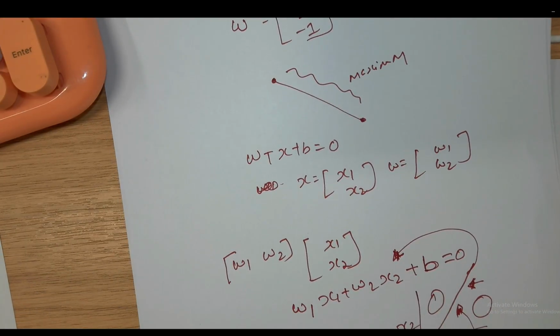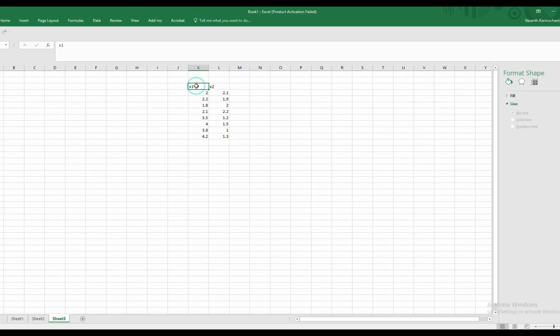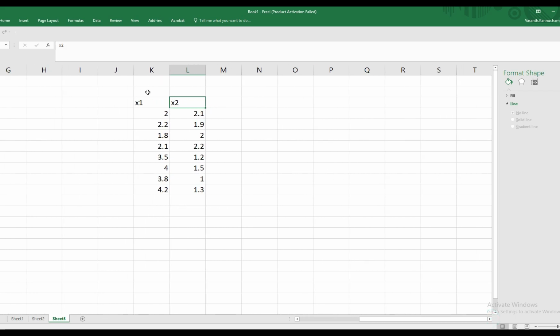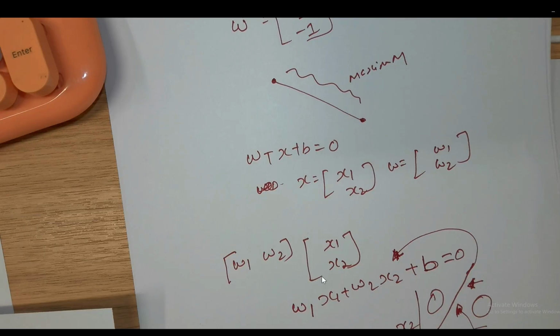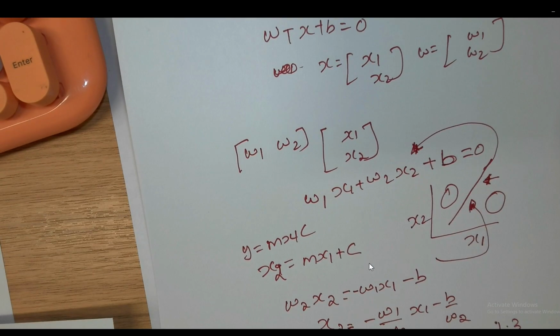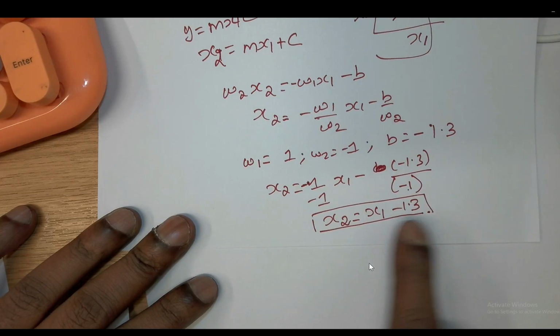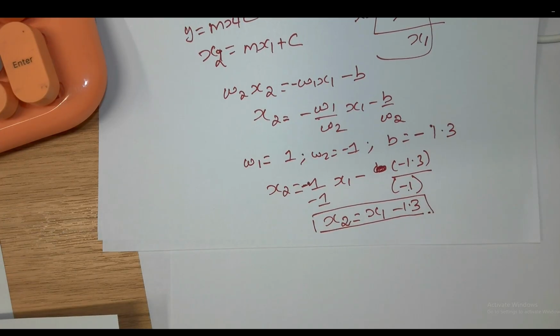Maybe I will use an Excel sheet to prove that. So just to follow the video. In the Excel sheet, I already entered the values of x1 and x2. So this is nothing but the length and width. And if you go back to the camera here, your equation of your straight line is x2 is equal to x1 minus 1.3. So let's calculate that in the Excel sheet.